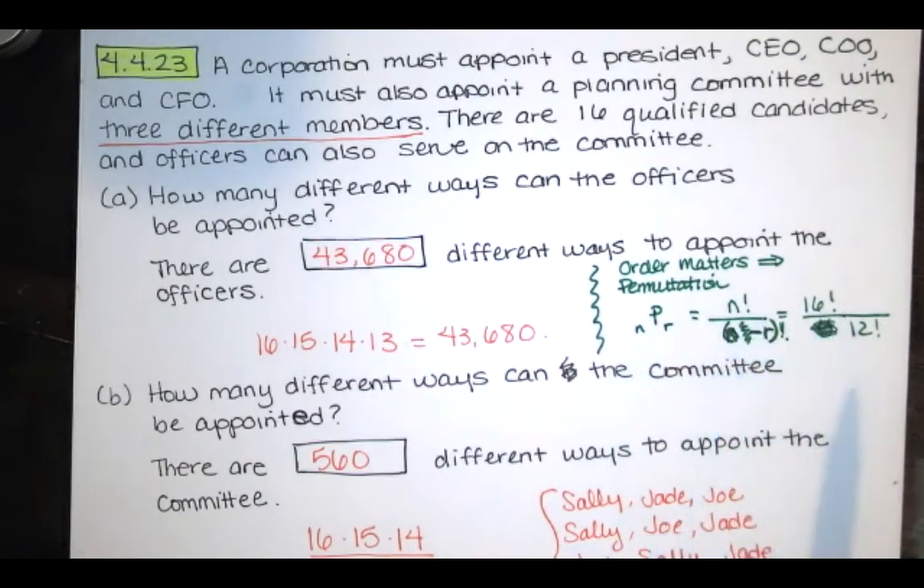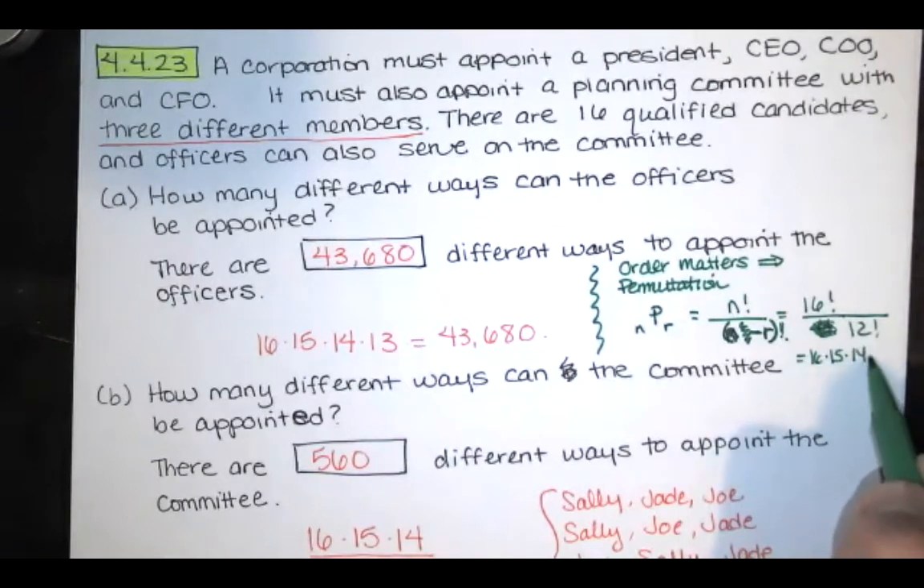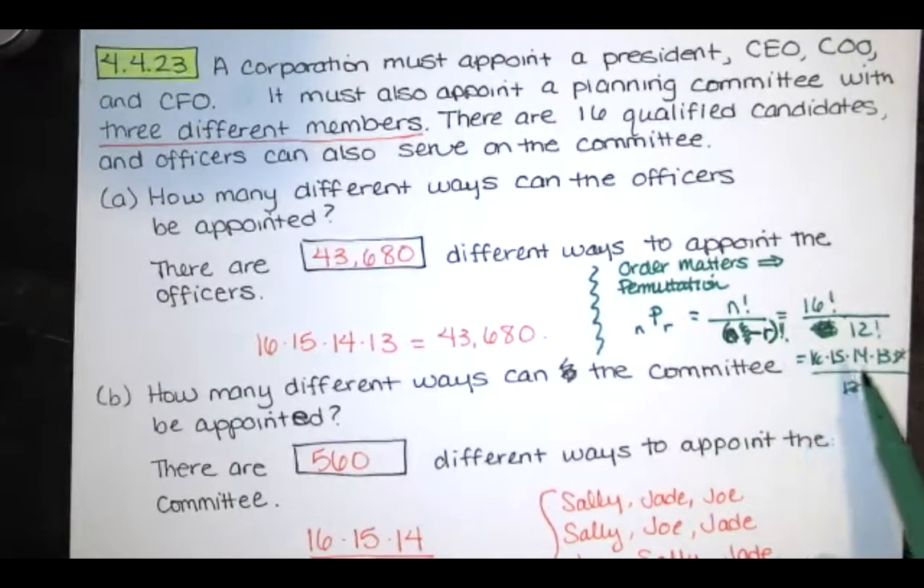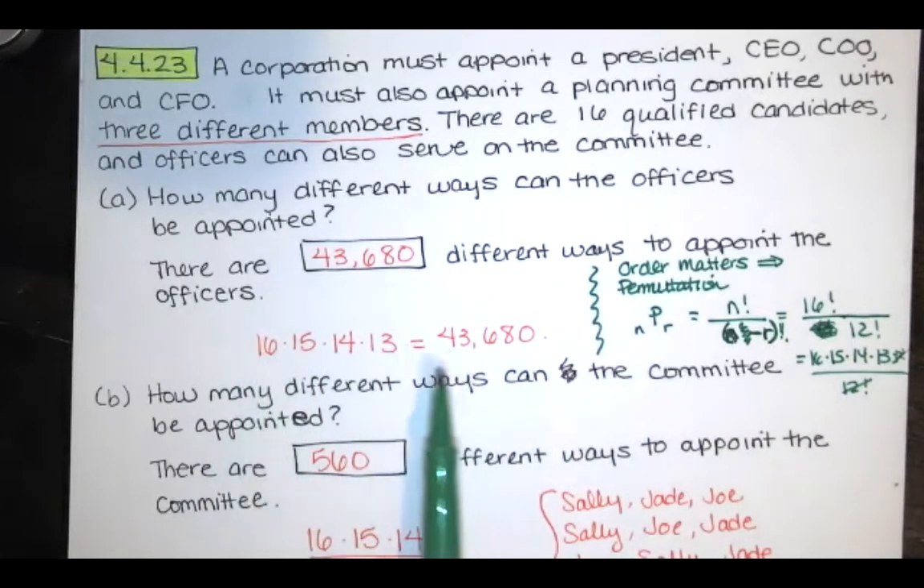So you've got n, which is 16 factorial, divided by 12 factorial. And that's the same as 16 times 15 times 14 times 13. And then you've got a 12 factorial over here, and you're dividing by a 12 factorial. And so the 12 factorials cancel, and you just are left with 16 times 15 times 14 times 13, which is exactly what we got when we used that intuitive approach.